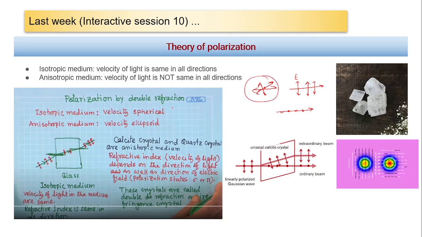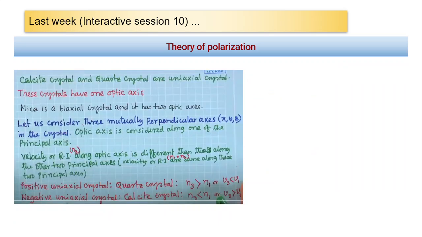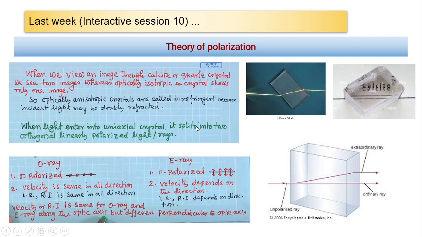Then we had talked about double refraction that happens in certain kinds of materials like calcite and quartz, which are uniaxial anisotropic mediums, where calcite is a negative and quartz is a positive uniaxial anisotropic medium. And then what is the difference between them? Then we understood that we get the ordinary ray and the extraordinary ray, which we call the O ray and E ray respectively. So this is the double refraction that happens by birefringence.